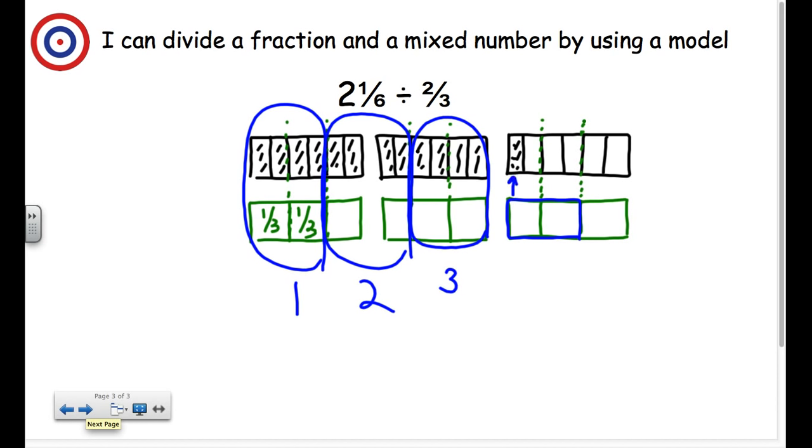I've got one piece out of how many? Well, it would take 4 1/6 size pieces to make 2/3. So what I have is 1 out of 4. Because in order to make a 2/3 size piece, you can see I would need 1, 2, 3, 4 pieces, and I only have one of them right here. So what I have is 3 and 1/4. I can make 3 and 1/4 2/3 size pieces out of 2 and 1/6. So in this lesson, we learned to divide a fraction and a mixed number by using a model.